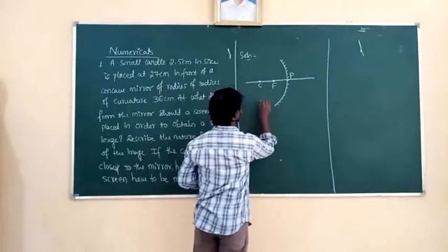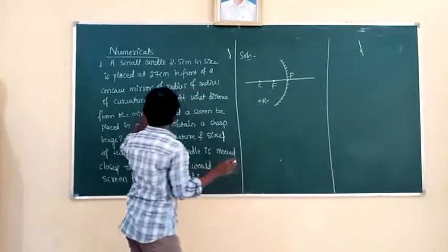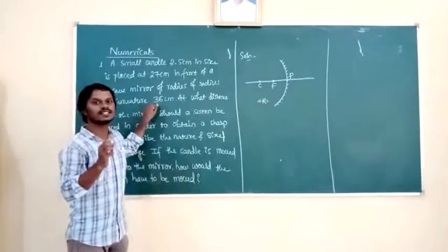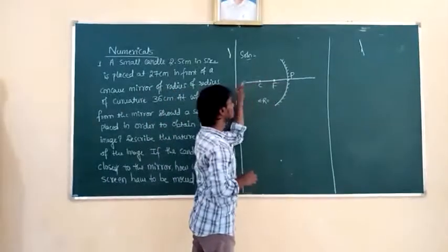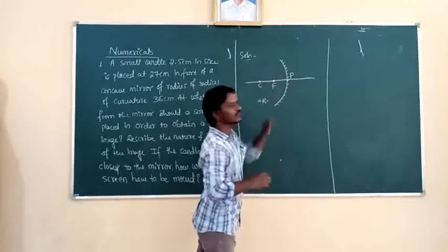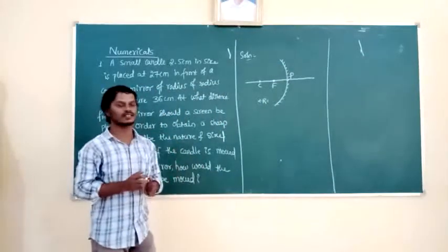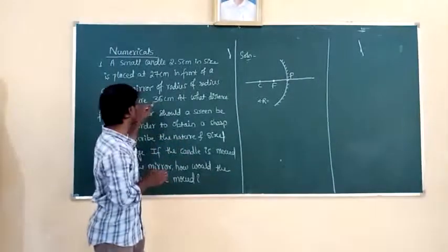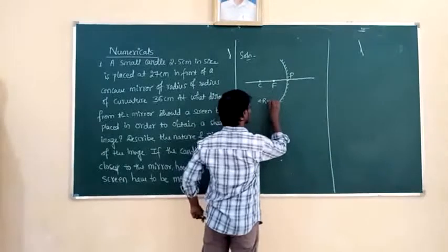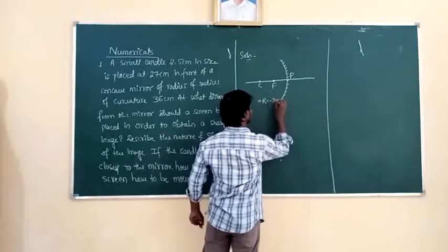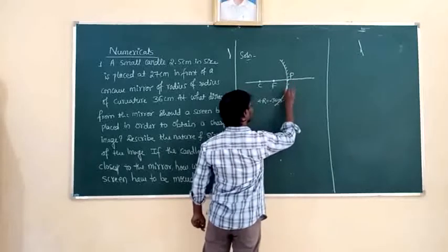So what is the radius of curvature given? Radius of curvature given, that is 36 centimeter. So here it is in which direction? It is in the opposite direction of incident light. Means it is along the negative x-axis. Negative x-axis means I will take radius of curvature as negative. That is minus 36 centimeter. It is the radius of curvature.